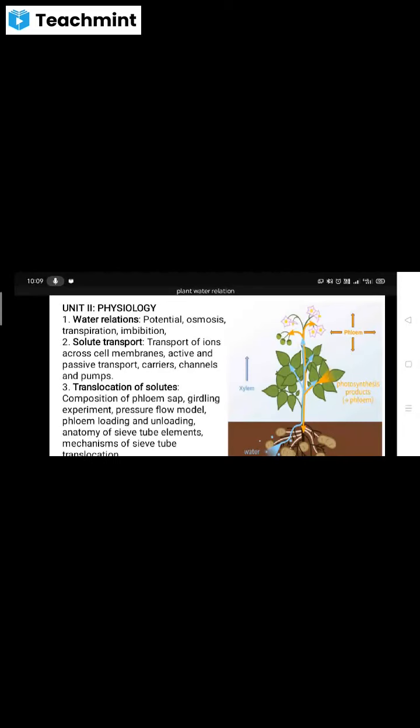Then the second point in your syllabus is solute transport. Solute means the food materials as well as the nutrients which are present in the soil or in the water. So how the plants take these minerals or water and how they can utilize them, all these concepts are covered under solute transport. Here you can study the transport of ions across the cell membranes, then active and passive transport, carriers, channels and pumps. So how the plant takes up the water and minerals and how they utilize them are all covered under solute transport.